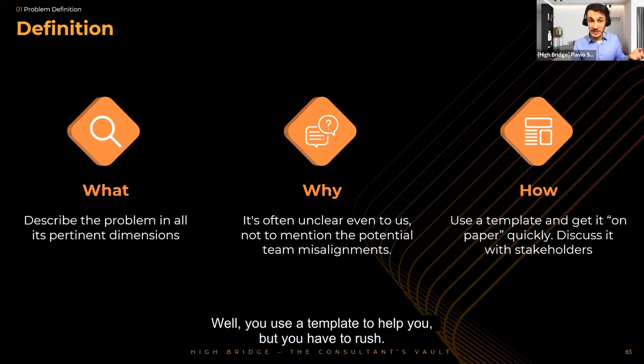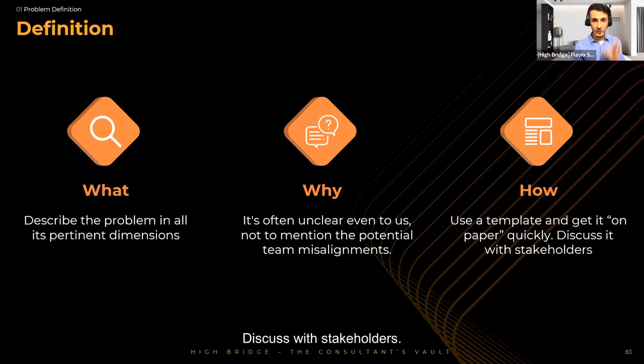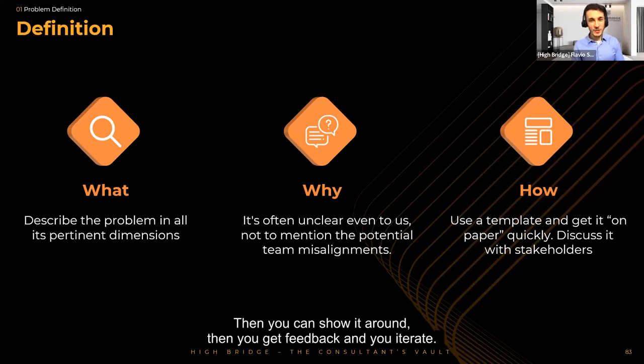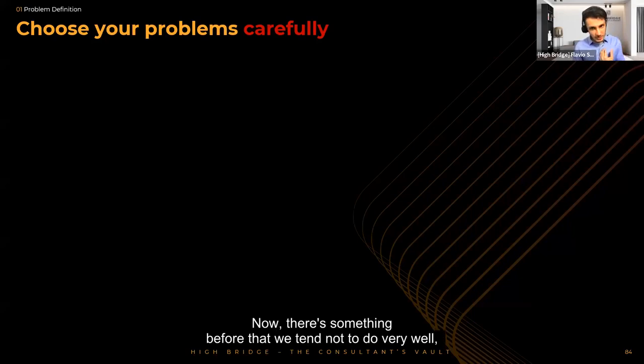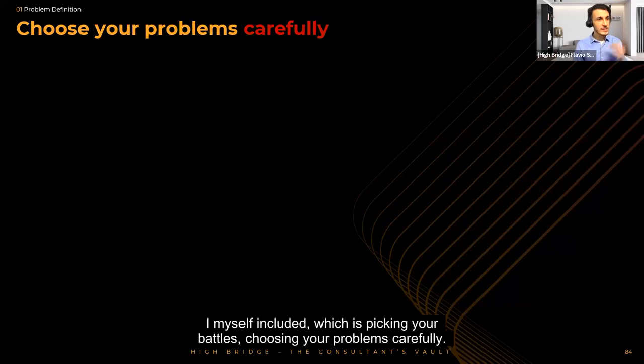Well, you use a template, right, to help you, but you have to rush, get it on paper quickly, right? Discuss with stakeholders. On paper, it's easy to discuss. Okay, then you can show it around, then you get feedback and you iterate. Don't agonize with every decision, every word, because you can always go back to it. Now, there's something before that we tend not to do very well, I myself included, which is picking your battles, right? Choosing your problems carefully.